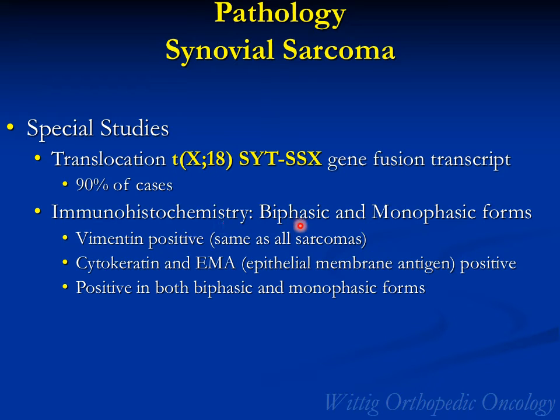Immunohistochemistry also helps you for both the biphasic and monophasic forms, where they are vimentin positive, and cytokeratin and EMA, epithelial membrane antigen positive. They're positive in both the biphasic and monophasic forms. In the biphasic form, you should be able to histologically see the epithelioid type cells in conjunction with the spindle cells. The spindle cell forms and the monophasic forms will demonstrate both markers also.